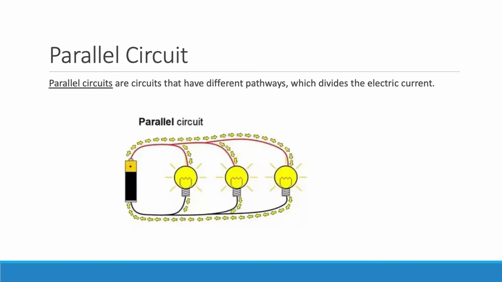Parallel circuits, on the other hand, are circuits that have different pathways. The electric current gets divided, and only parts of it flow through each of the paths, which can be switched on or off separately from the others. This is how your house works. You can turn off one light and leave the others on.